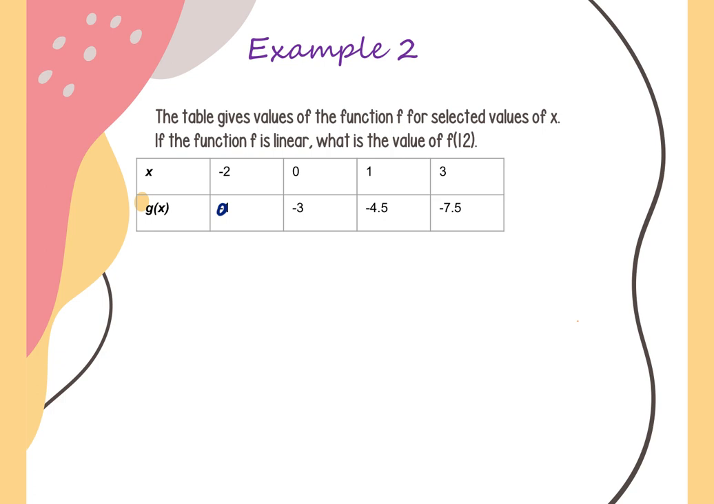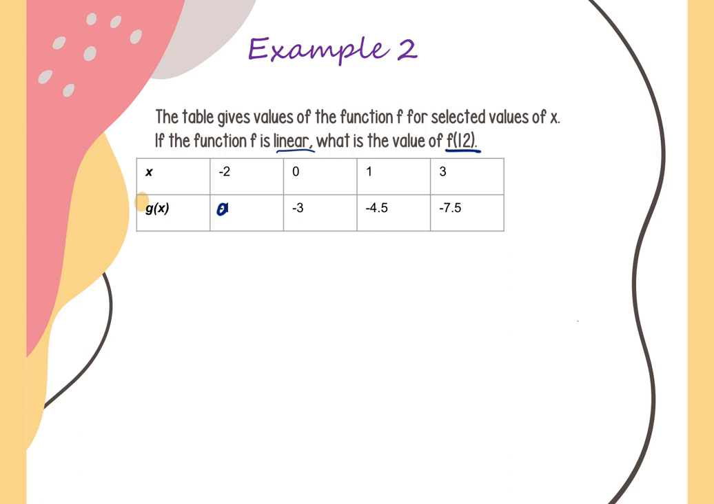Example 2 says the table gives values of the function f for selected values of x. If the function f is linear, what's the value of f of 12? So first of all, we have a table of values, which in a linear function actually doubles as points. And if we want to find f of 12, we have to figure out what that linear model is. So we have to figure out what the slope of this line is, and then use the slope and either b or one of these points to make an equation and then find f of 12.